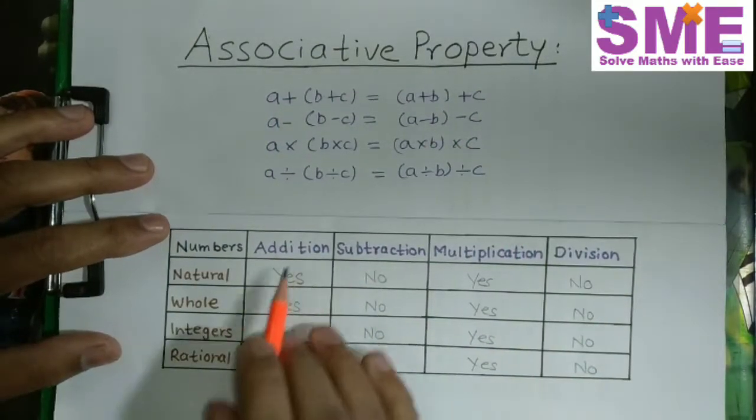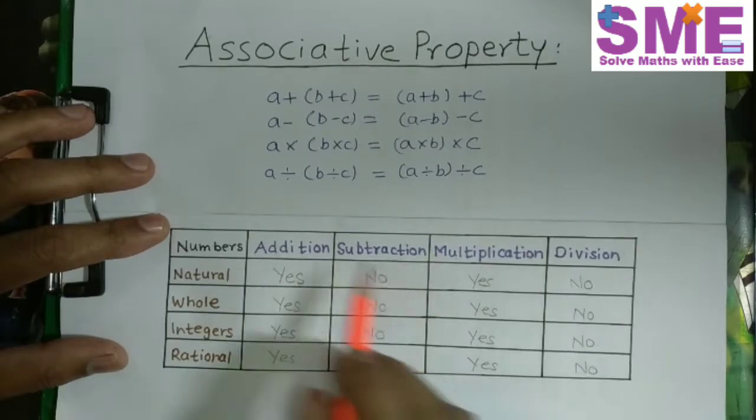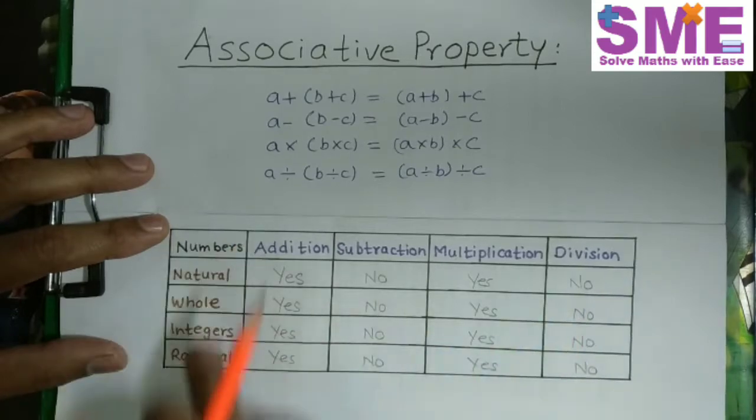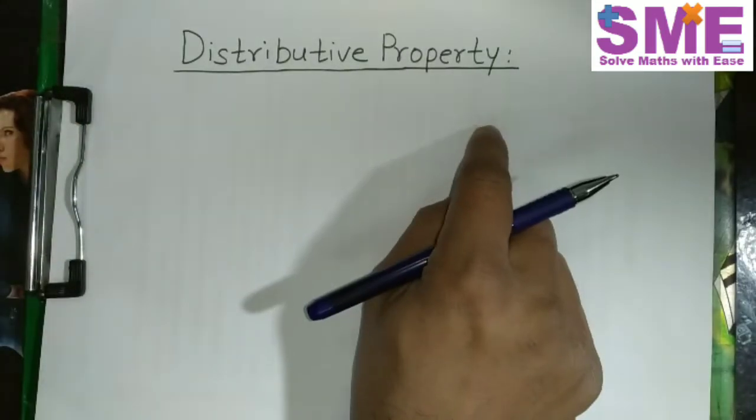So here I have filled the other rows, and what we observe is that associative property holds true under addition and multiplication for all type of numbers, and the associative property does not hold true under subtraction and division for all these type of numbers. So let us see the distributive property now.